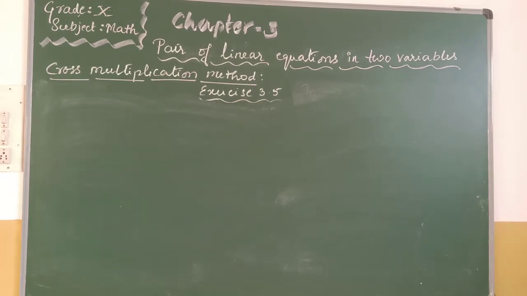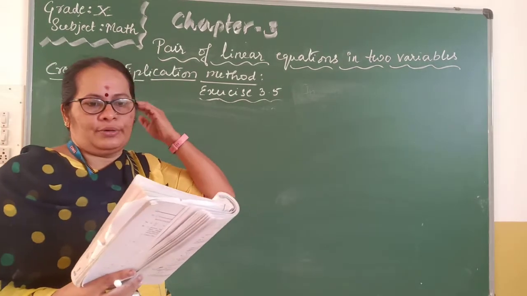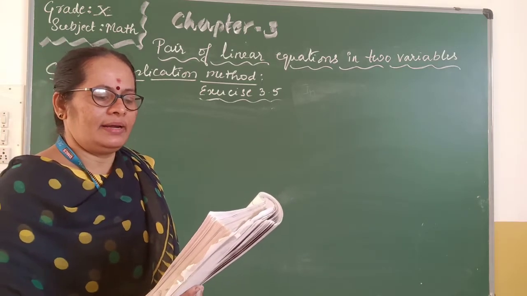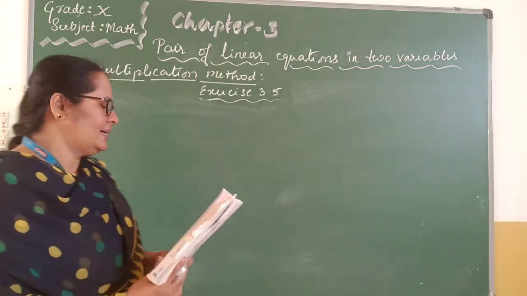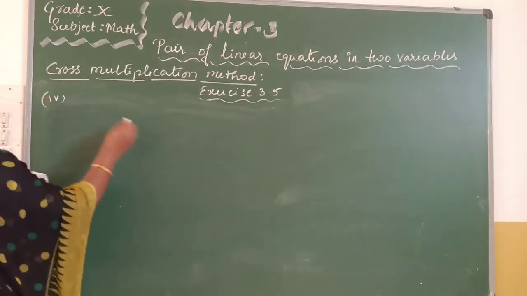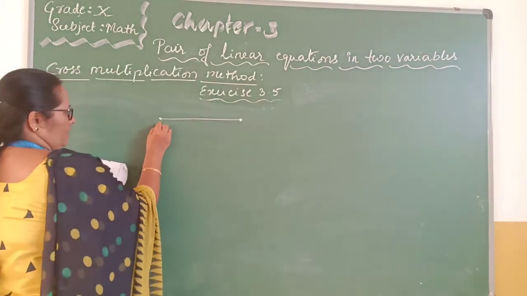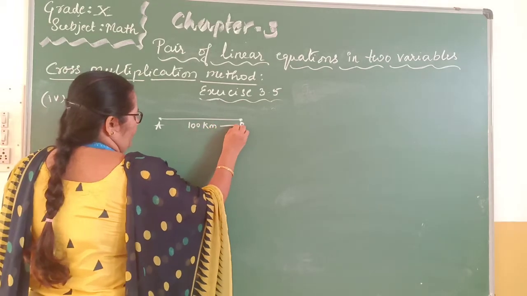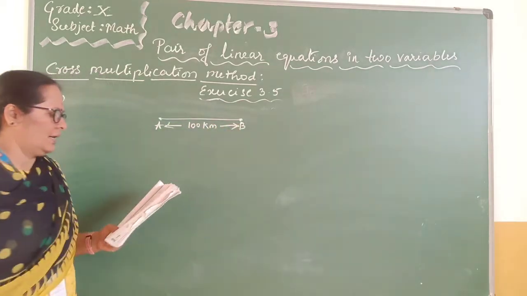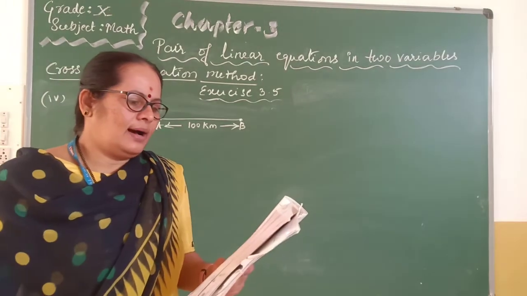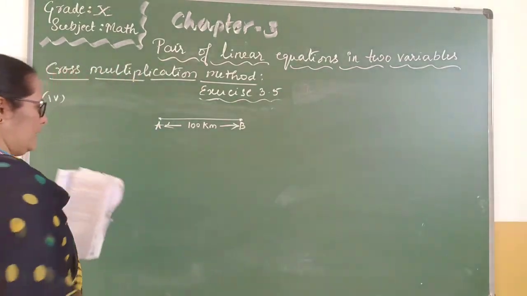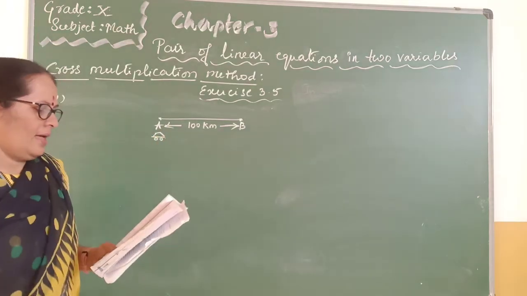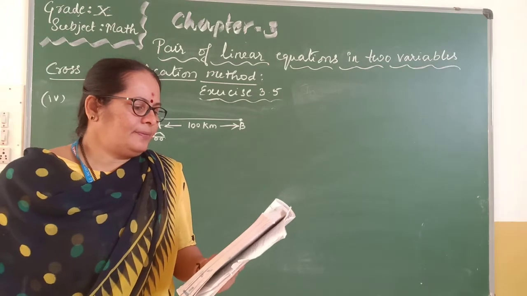Now, the fourth question is also a very important question. Places A and B are 100 km apart on a highway. These are two places, and the distance between the two places is 100 km. One car starts from point A and another from point B.